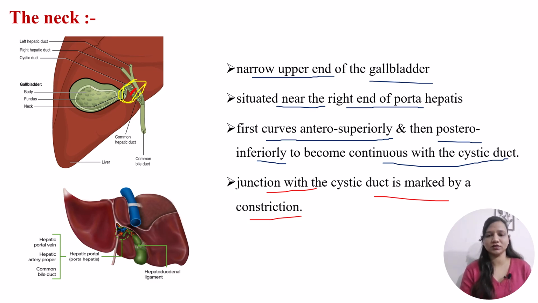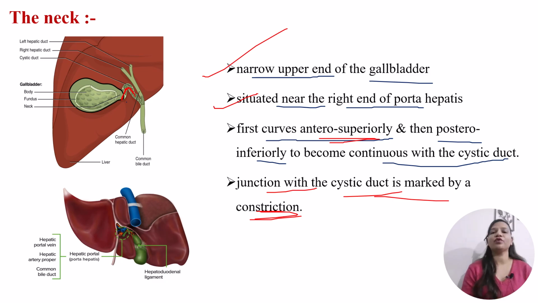So what we have discussed, that the neck is the narrow upper end of the gallbladder. It is situated near the right end of the porta hepatis and it has two curves. First it curves antero-superiorly and then curves postero-inferiorly and then becomes continuous with the cystic duct. And the junction with cystic duct is marked by the constriction to prevent the backflow of the bile.